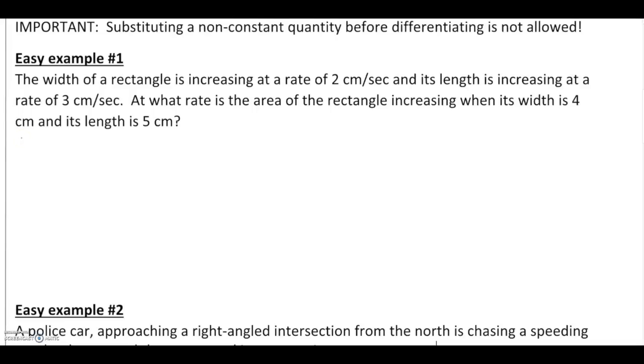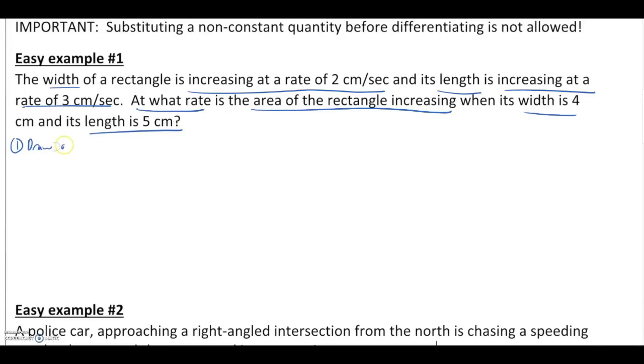So if you look at easy example 1, it says the width of a rectangle is increasing at a rate of 2 centimeters per second, and its length is increasing at a rate of 3 centimeters per second. At what rate is the area of the rectangle increasing when its width is 4 and its length is 5? Thinking about the guidelines up top, first thing that was suggested was draw a picture. And for this problem, we'll draw a picture of a rectangle, always labeling variables that could come into play with our problem situation.